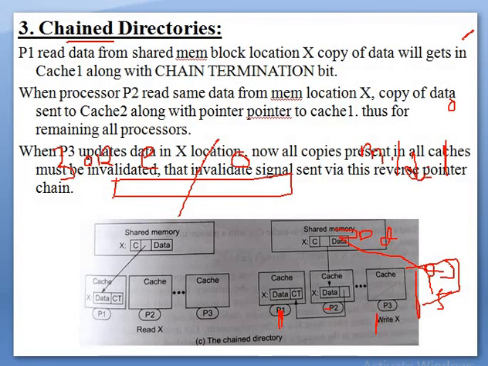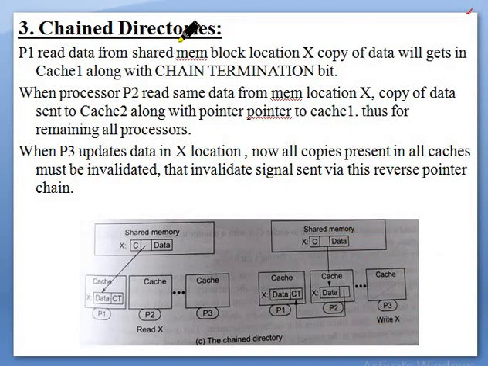Okay, the next one we have is chained directories. When it is a chained directory, we don't maintain the same number of blocks as the number of processors, as in a full map. The number of blocks is equal to the number of possible outcomes of some modulus operation.